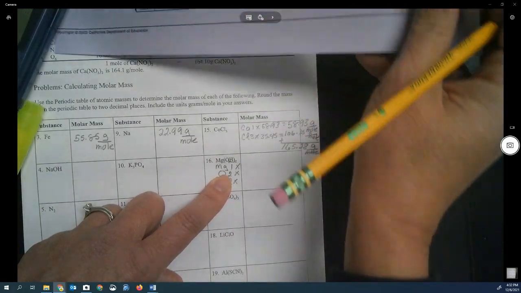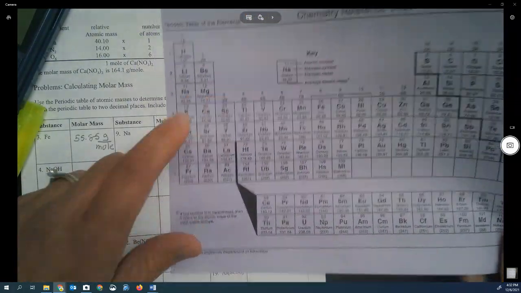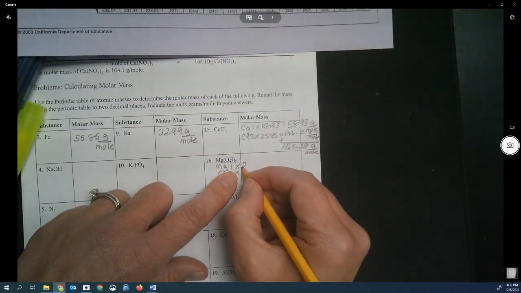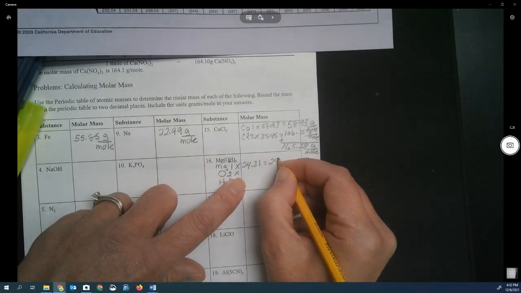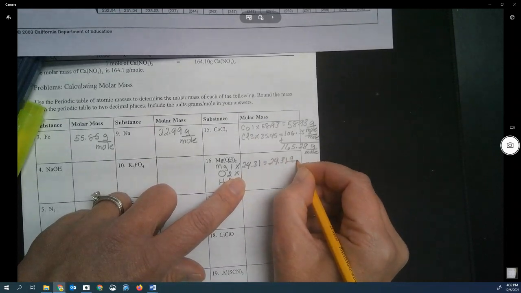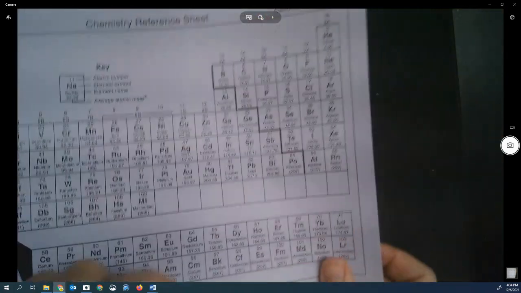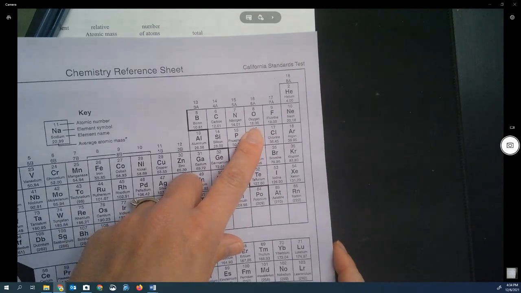So then for my magnesium, my molar mass is 24.31, so for a total of 24.31 grams. All right, so we're going to keep going with oxygen. Oxygen, we have 2 in our formula. Oxygen's molar mass is 16.00.